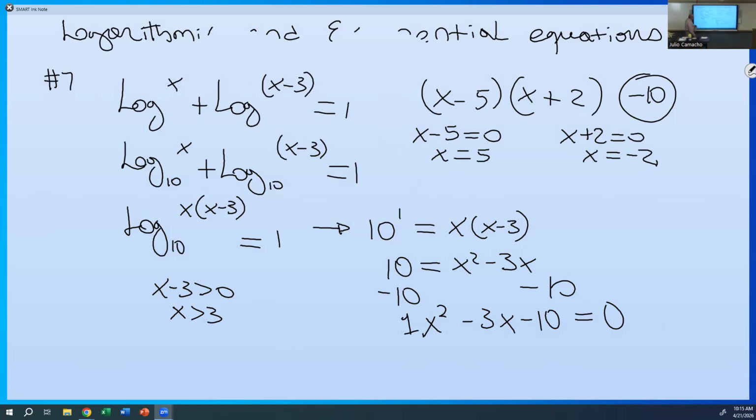So which one is cancelled? Negative 2. Exactly, because it's out of the domain. All the values that you can plug in for x have to be greater than 3, and negative 2 is not. So this number is cancelled. The answer is 5. So that is the way that the domain helps you eliminate answers.